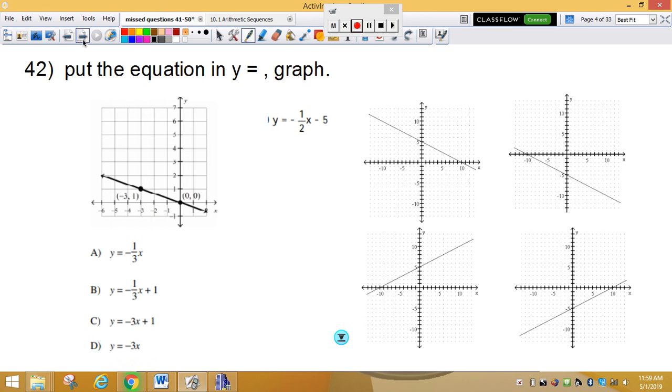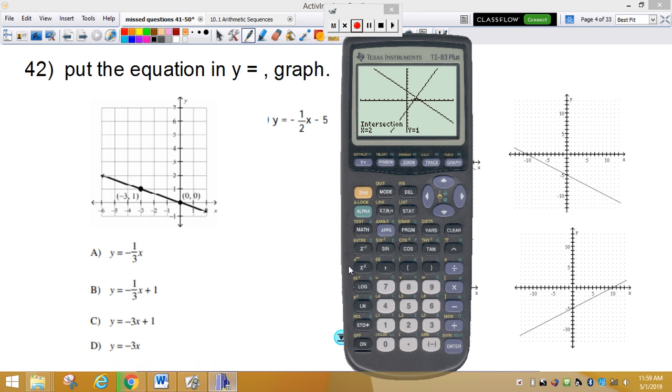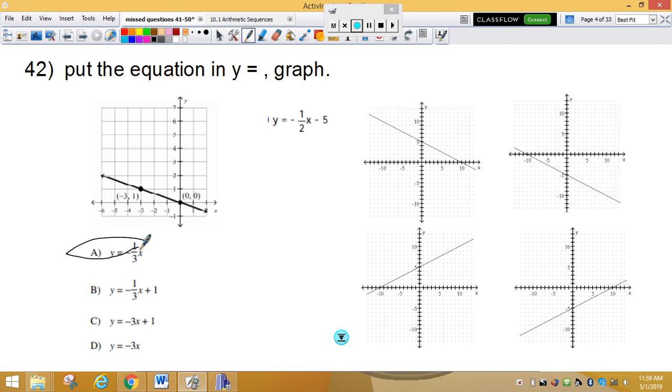To do 42, you should just put it in y equals and graph it. So let's go through this. If I give you the graph and I just want to know which equation matches, let's type in A. Negative 1/3 x. Graph it. It does go through 0, 0, and it does go through negative 3, 1. So A is going to be the one that matches here.